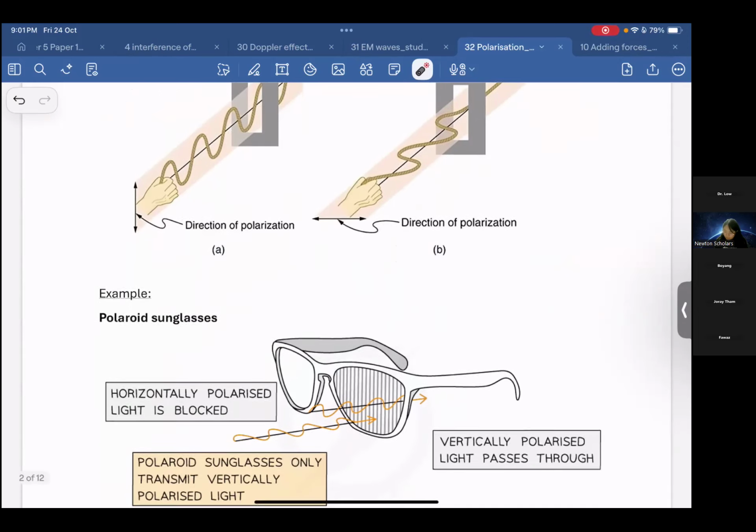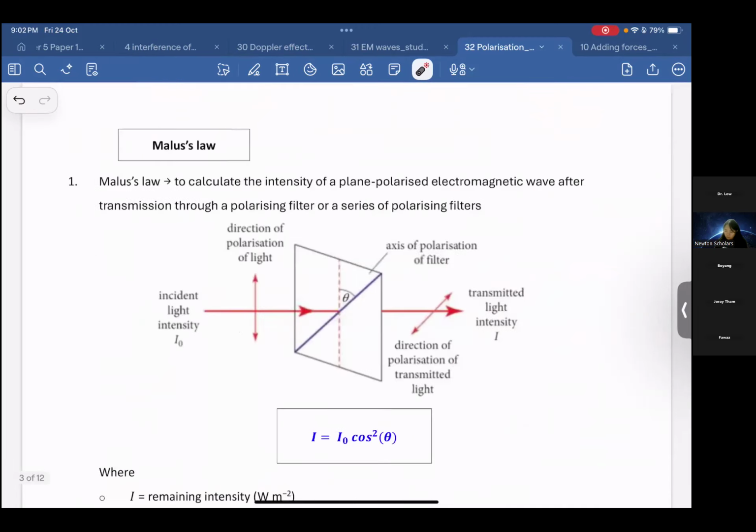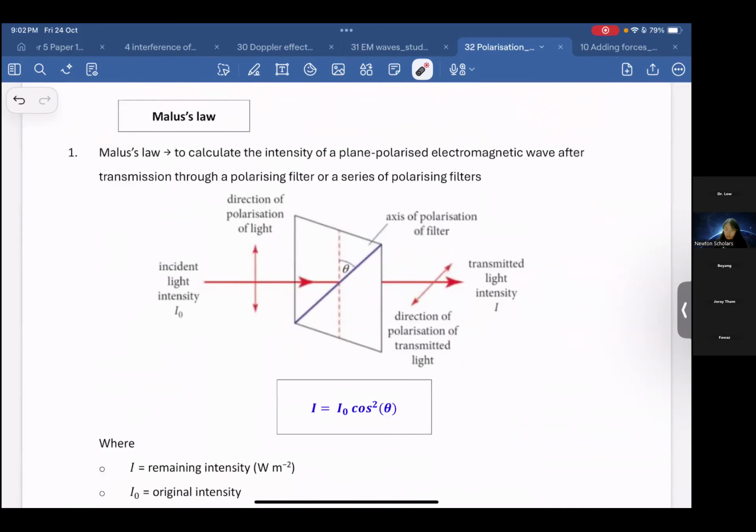So here, this is what I told you, the sunglasses. We can block some of the light that is in the wrong direction, we block only that. Okay, so next, boys and girls, we go to page number 3. Malus's law.